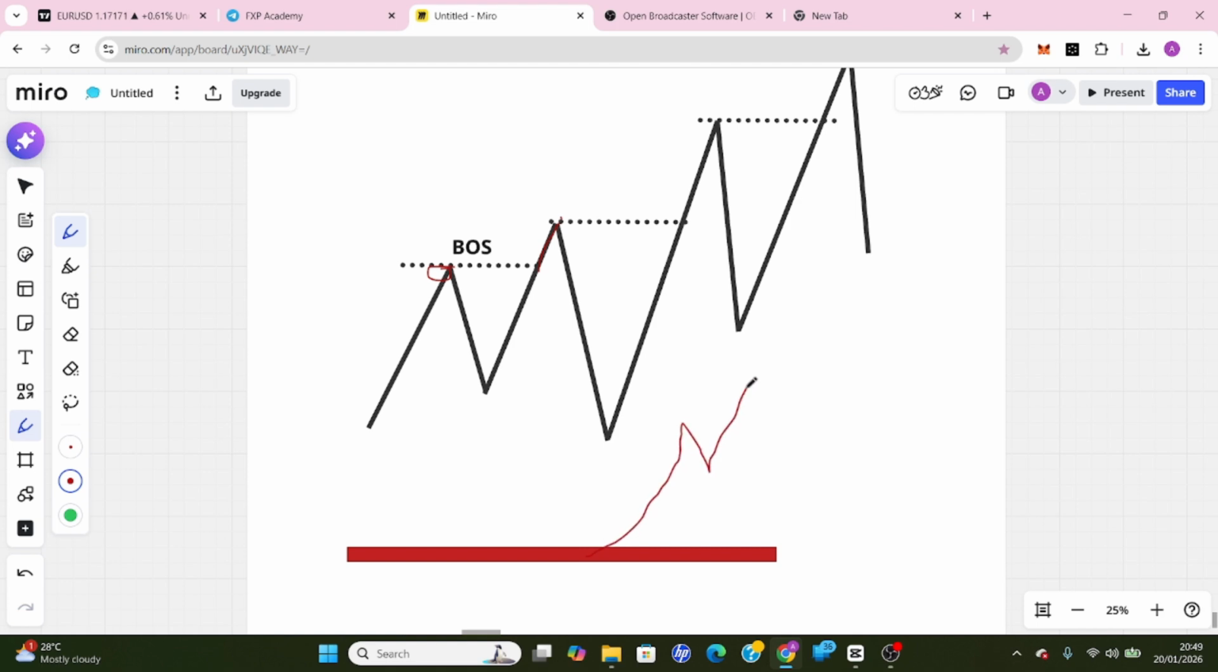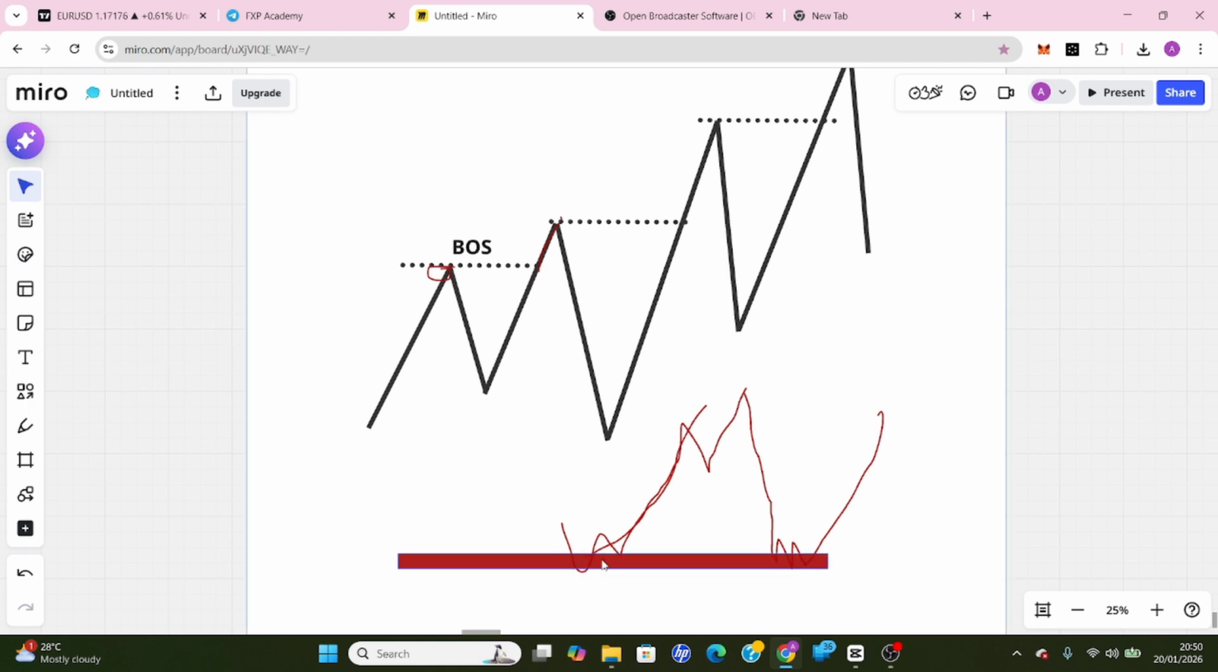Some of you call it support. It doesn't matter. So this is the demand zone. Price is expected to move aggressively from this zone. And the idea is that once the price is returning to this demand zone again, it is expected for the price to move upward with aggression. You understand? And likewise, the supply zone, right? Likewise, the supply zone. So let's demonstrate the supply zone as well.